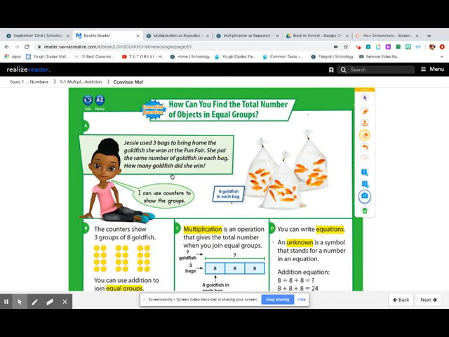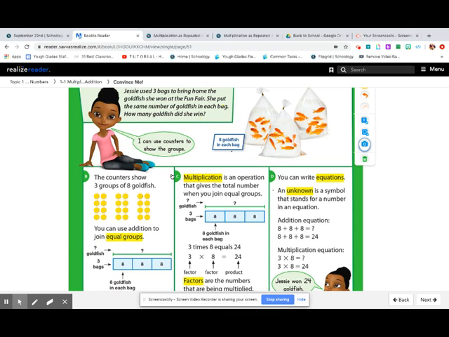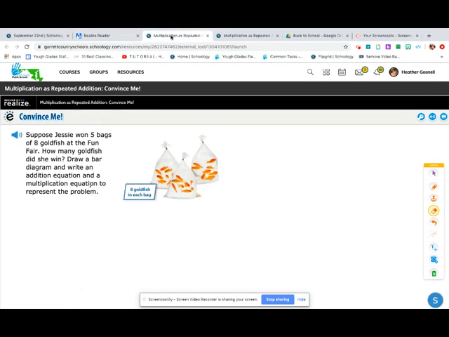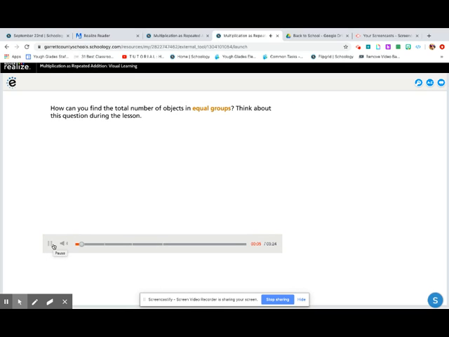So the first thing we're going to do is learn how to take what we learned yesterday, which is using counters and drawings to make equal groups, and repeated addition, and flip it around and turn it into a multiplication equation. So we're going to watch a video here, and it's going to walk us through the steps. And I'm going to pause here and there to expand in detail. How can you find the total number of objects in equal groups? Think about this question during the lesson.